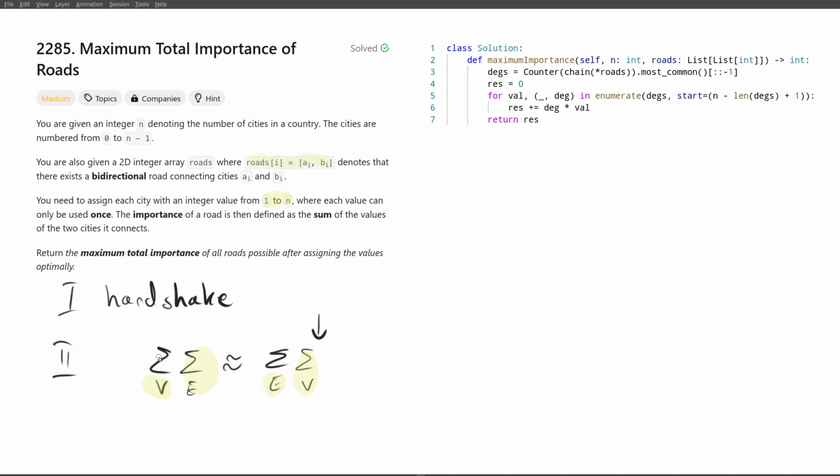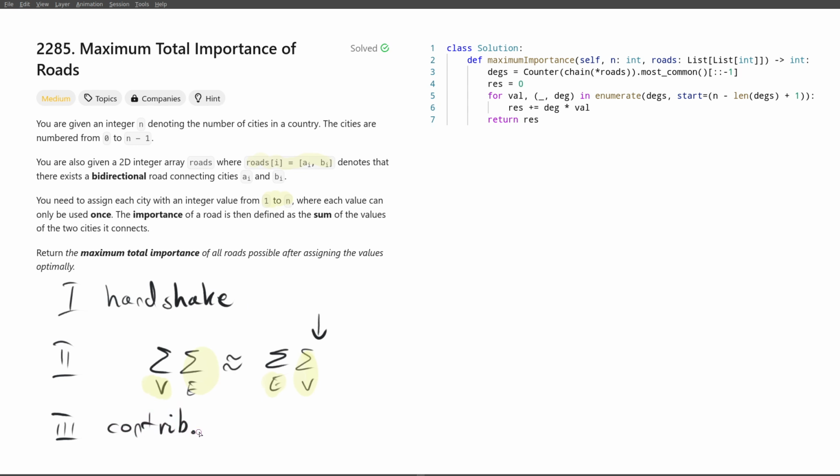And in our problem, since we want to maximize the total importance of roads, we can, of course, for every road, take the sum of values of both its endpoints, as is presented in the problem, or we may go through all the values of our nodes, and for every node, we know how many edges will have their importance increased by the value that we assign to this node. And this is, of course, in a way, an application of a third idea, which is contribution.